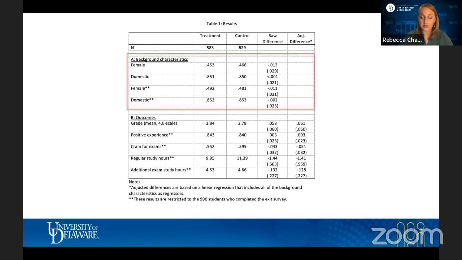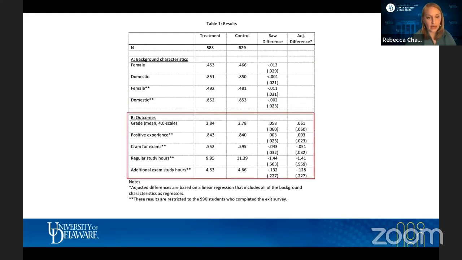So the numbers in parentheses are the standard errors, not the statistical significance. You'll see here that it was pretty balanced in terms of females and in terms of domestic and international students. We chose that because that was something that we wanted to look at in terms of student success at Michigan State. What you see here on the bottom with the female and domestic with the 2 asterisks next to it, that is just for the 999 students who completed the exit or the follow-up survey. That was the restricted sample.